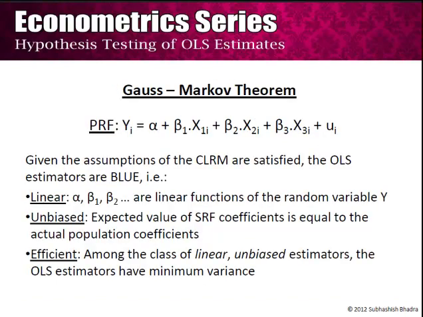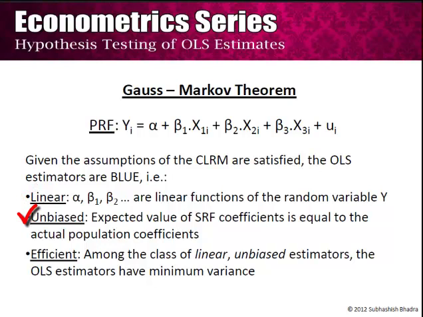An important corollary of the classical linear regression model is the Gauss-Markov theorem. The Gauss-Markov theorem says that, given that the assumptions of the CLRM are satisfied, the OLS estimators alpha and beta that we have found are BLUE. That is, firstly, they are linear. Alpha, beta 1, beta 2 are all linear functions of the random variable y.